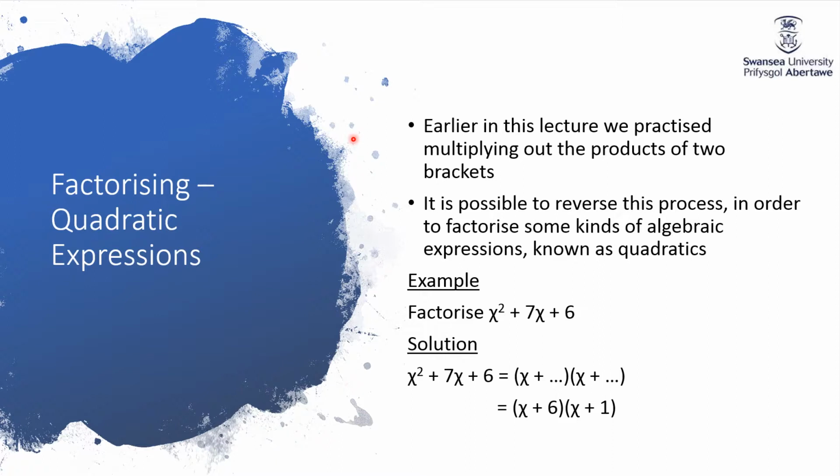Factorizing quadratic expressions. Earlier in this lecture, we practiced multiplying out the product of two brackets. It's possible to reverse this process in order to factorize some kinds of algebraic expressions known as quadratics. Let's look at an example. Here, we need to factorize x squared plus 7x plus 6. Now, there is a very systematic method to doing that.